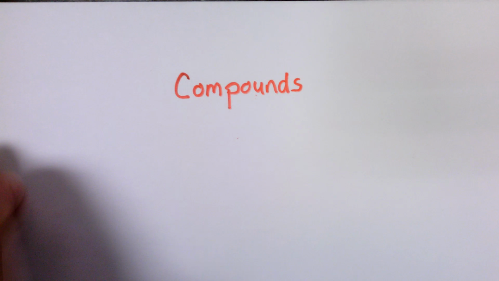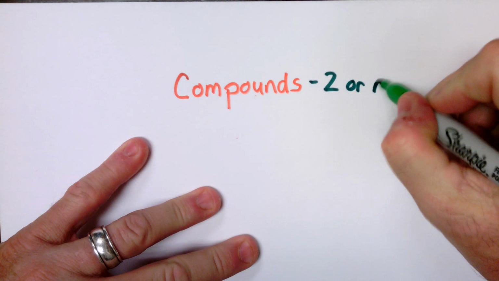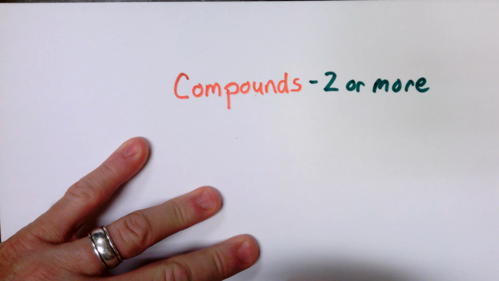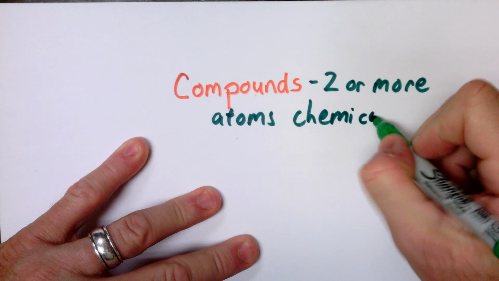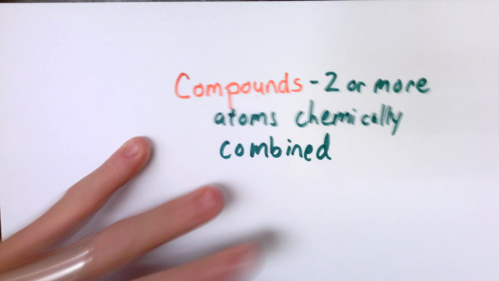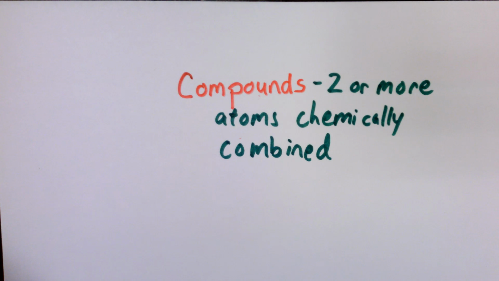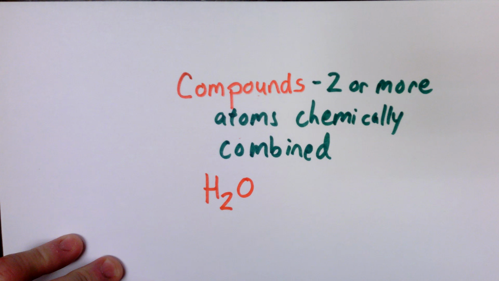Now, when we say compounds, let's actually give ourselves a definition here. A compound is two or more atoms chemically combined, or stuck to one another. And you guys already know that atoms do this. You're very familiar with some compounds. You know that H2O is water. That's a chemical compound.